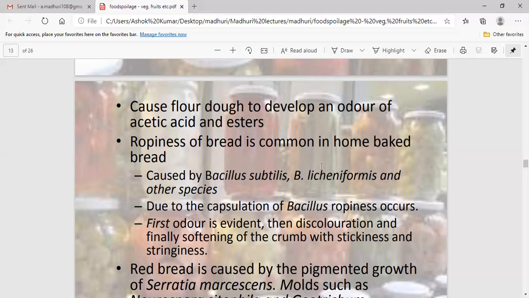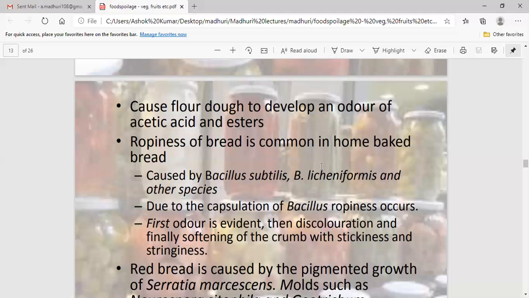Like we are talking about home baked bread, meaning roti or chapati, whatever we can say. So in that, first by the smell we can identify that there is spoilage, and then discoloration, the color of the product will also change. And at the last stage, the product will become very soft and stickiness can be seen.